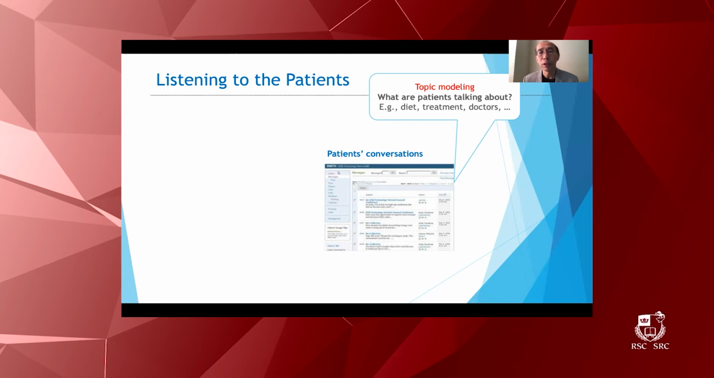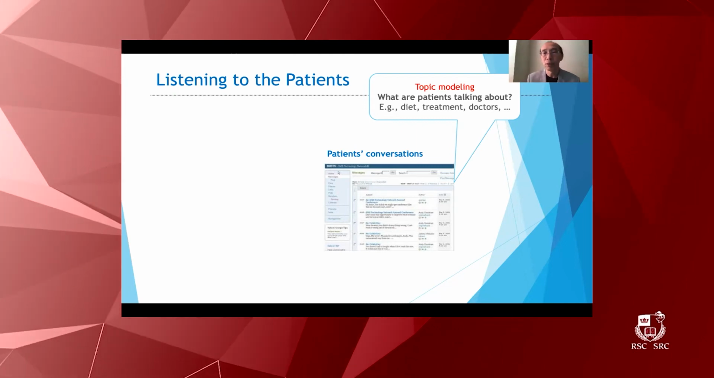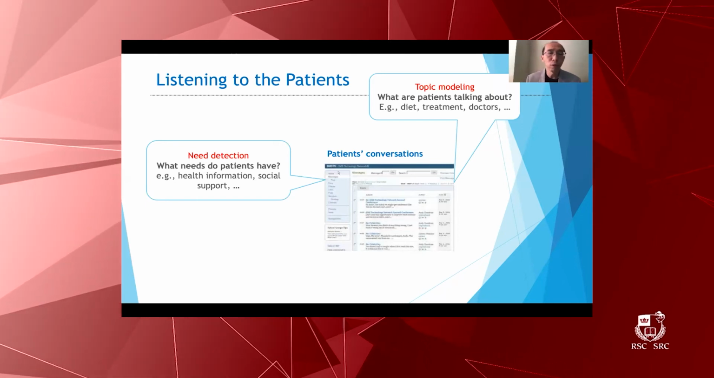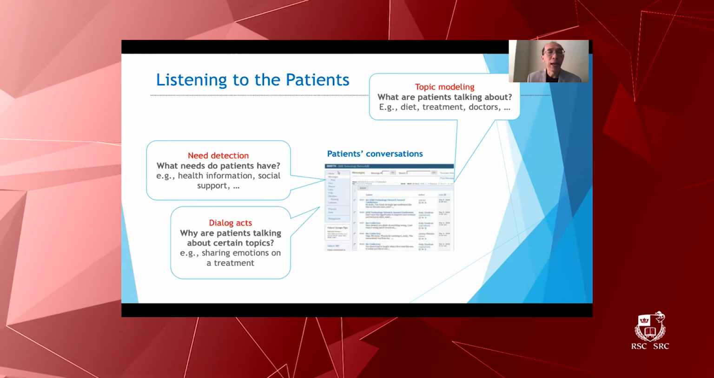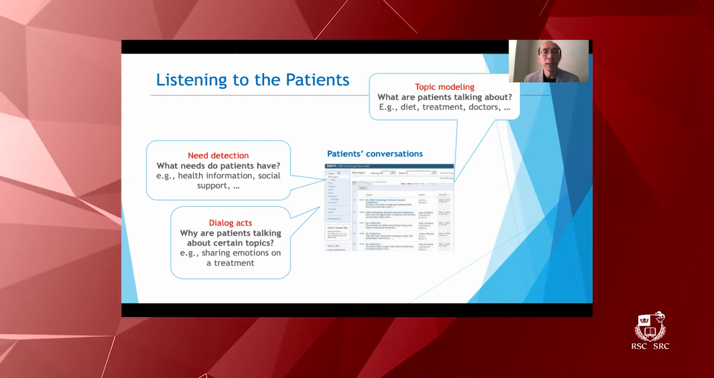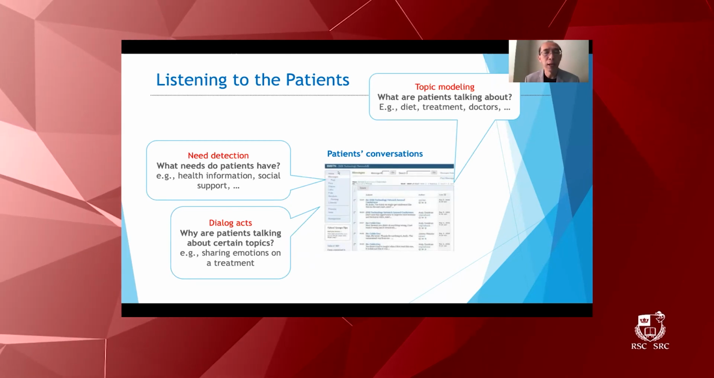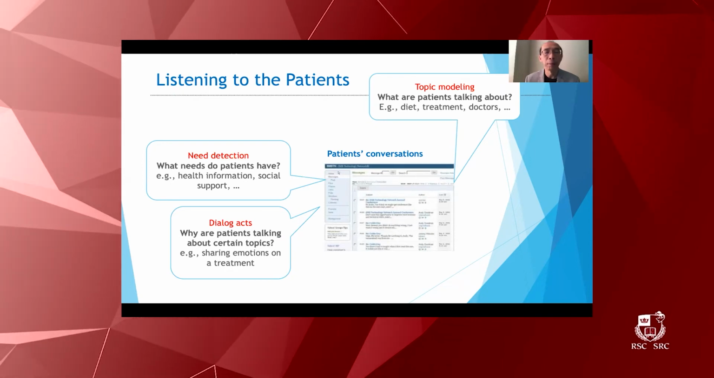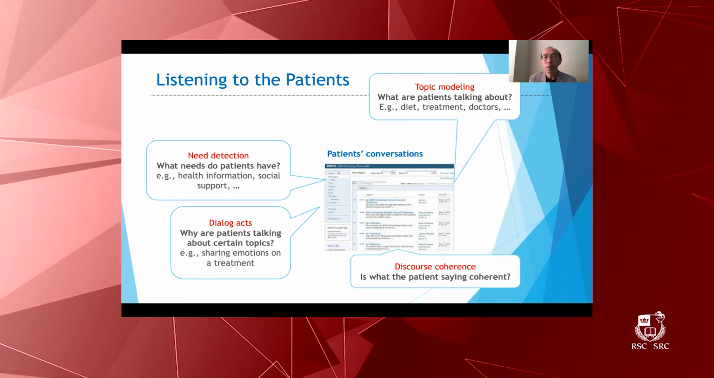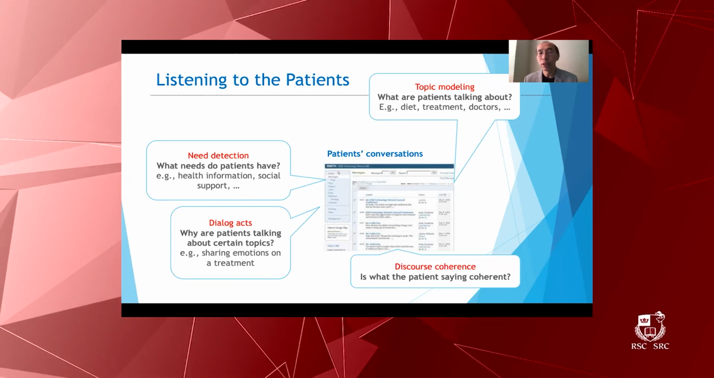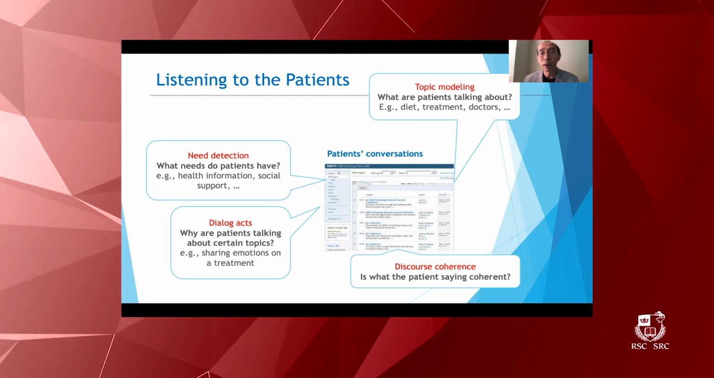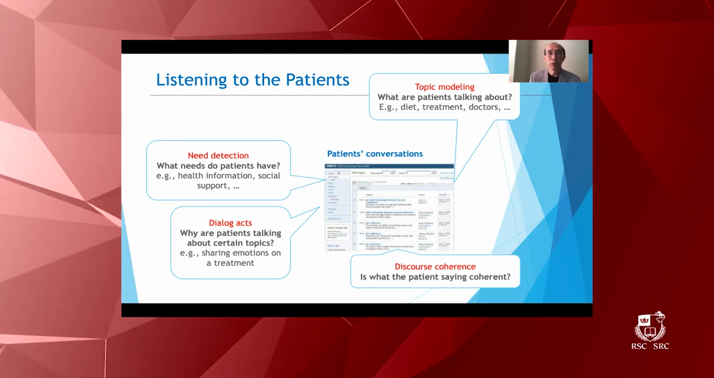First, there's what is called topic modeling. We want to know what patients are talking about: diet, treatment, etc. We want to identify the needs of the patients: health information, social support, etc. And then, even if we know what the patients are talking about, we want to understand why they are talking about certain topics. So these are called dialogue acts. For example, they may be worried about the side effects, or they may feel scared about a particular treatment. Finally, we want to understand whether the patient is saying coherent things, and this is really important. This kind of discourse coherence is really important, particularly for neurological conditions.